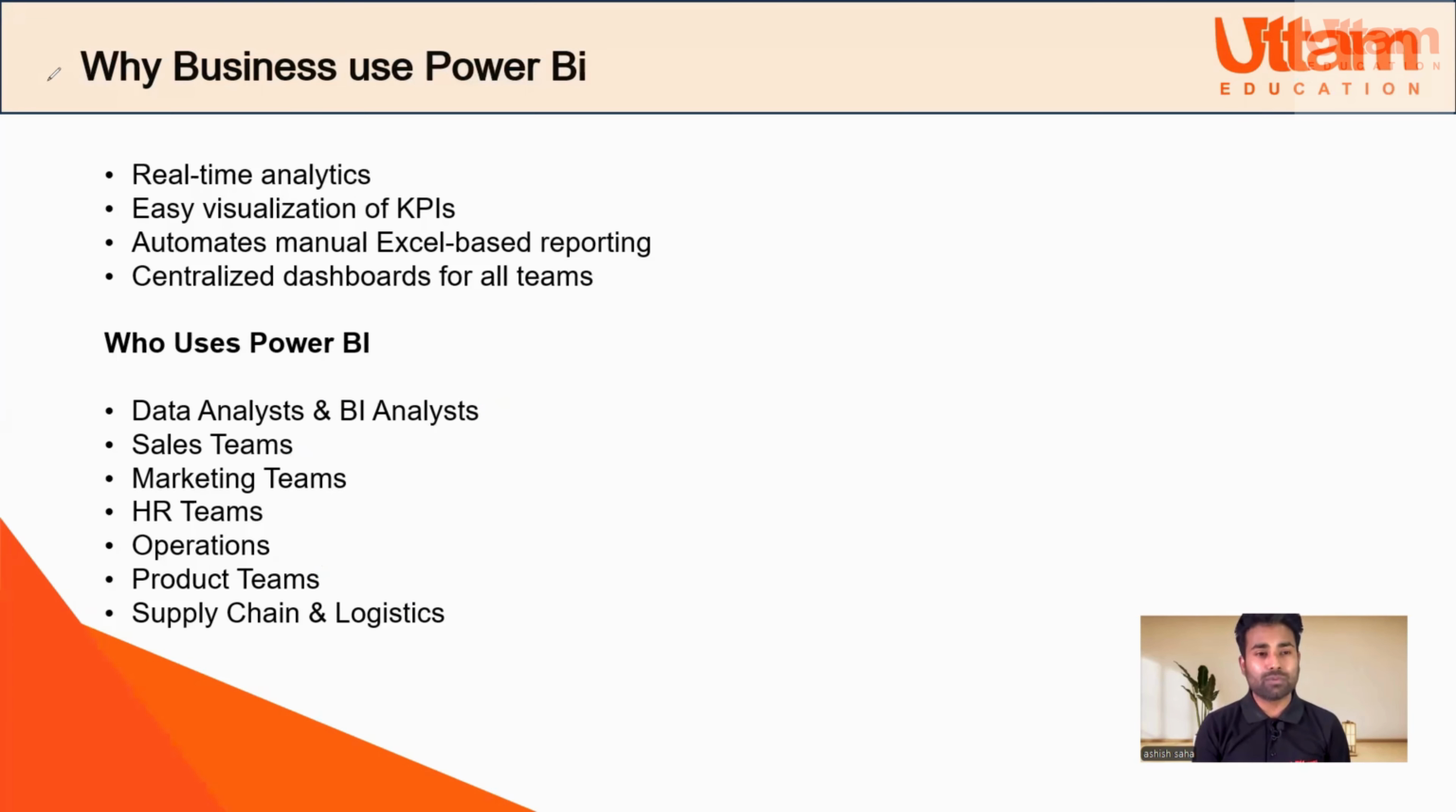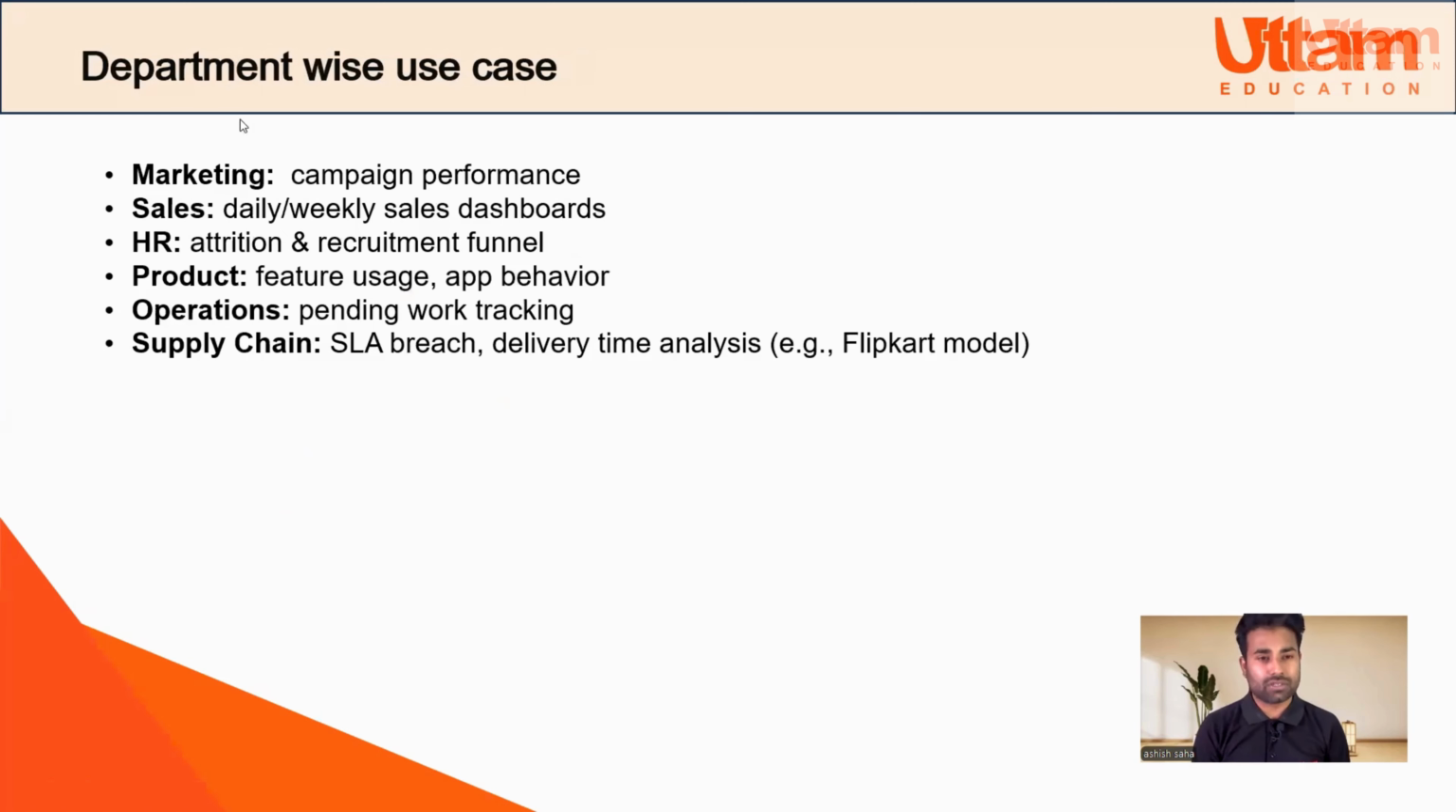Great. Now let's move to the next point. Our next point is department-wise use case. As we know, in our industry, we have different departments. We have a marketing department, sales department, HR, product, operation, and supply chain. We already discussed every department's work, like the marketing team uses Power BI to analyze campaign performance, how the campaign is going on.